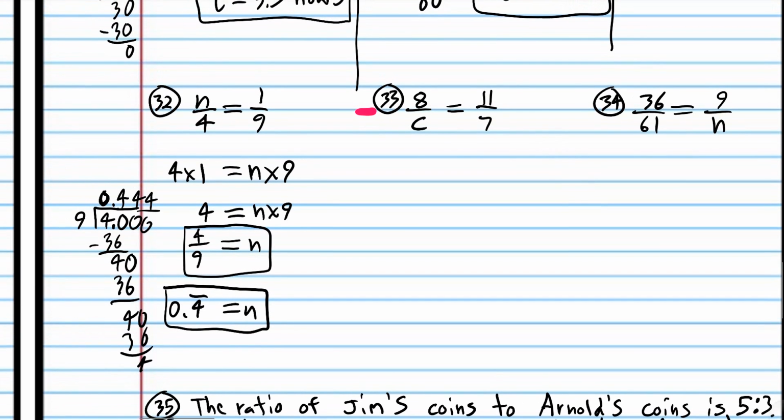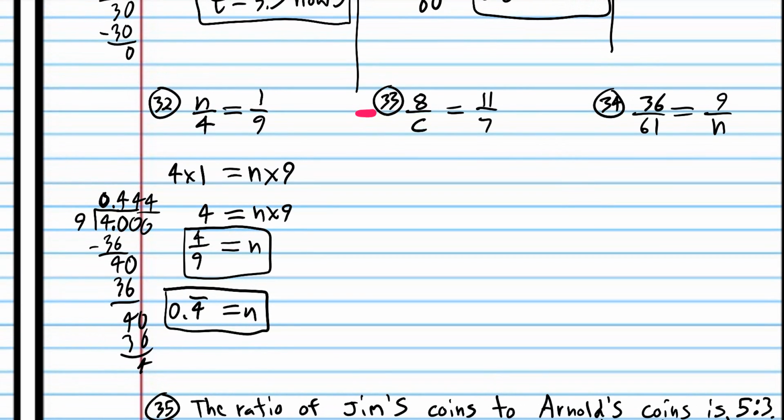All right, so again, if you're having trouble with these concepts or these algorithms, just go back and review the classes that we did on dividing decimals. So let's try number 33 now. The only difference with 33 is we're going to have a 2-digit number for the divisor.